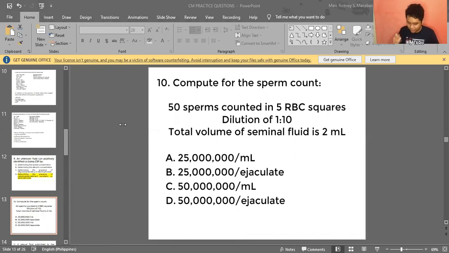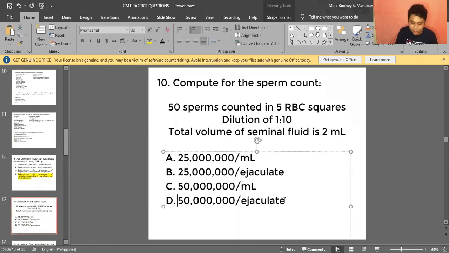All right. Sperm count, 50 million. Letter D, sir. Very good. 50 million per ejaculate. Take note again, di ba? If sperm concentration lang, ayan, sperm concentration, 25 million per ml.